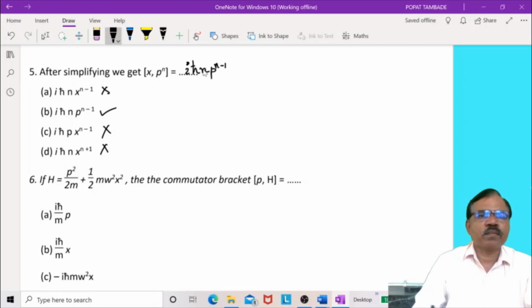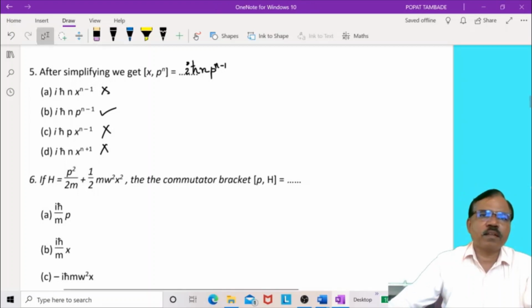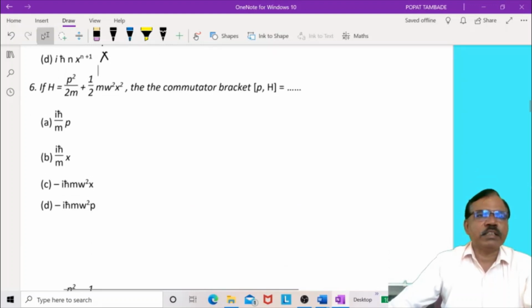So here, this is the relation: the commutator bracket [x, p^n] is equal to iħ n p^(n-1). Now we'll go to this next one.